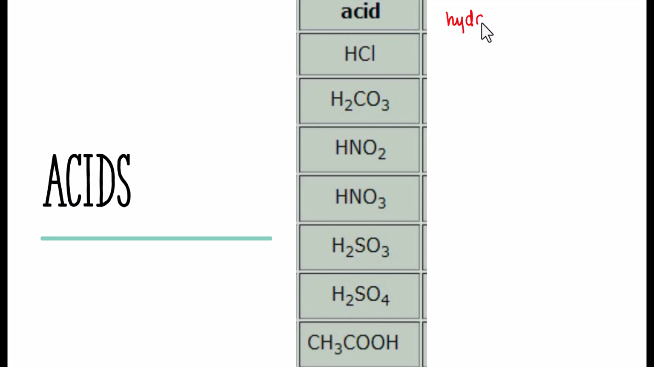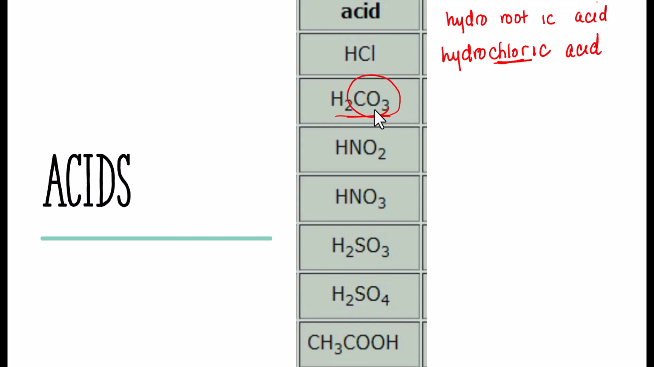root ic acid. So HCl, no oxygen, so we're going to do hydro. The root, chlorine is chlor, is my root. Ic, just like we drop the ending INE and add IDE, we drop INE and write ic acid. The second one has oxygen present. So I look up the polyatomic. The polyatomic here is carbonate.